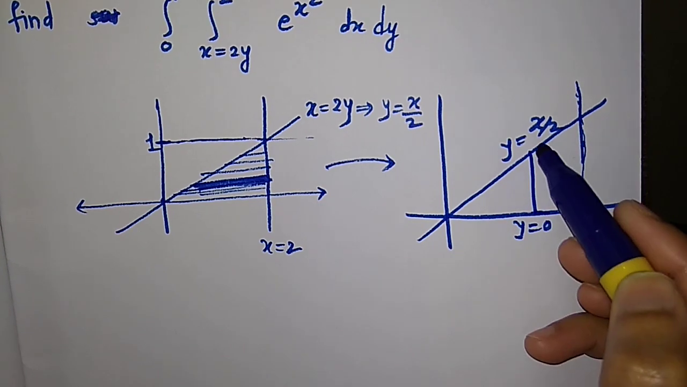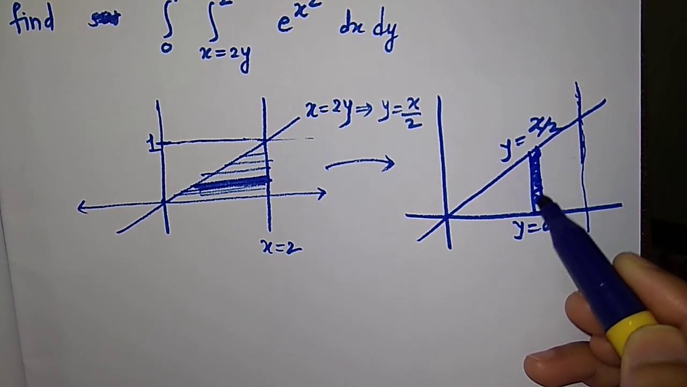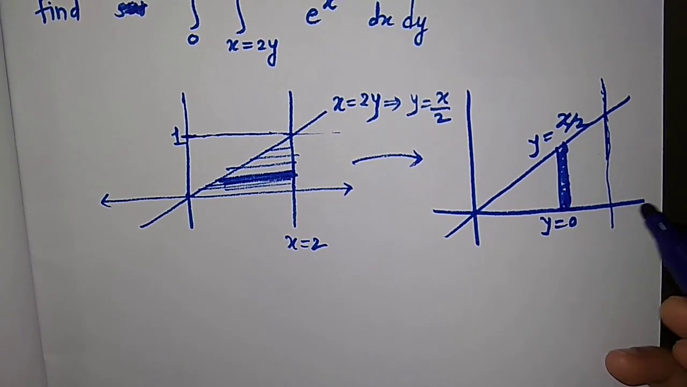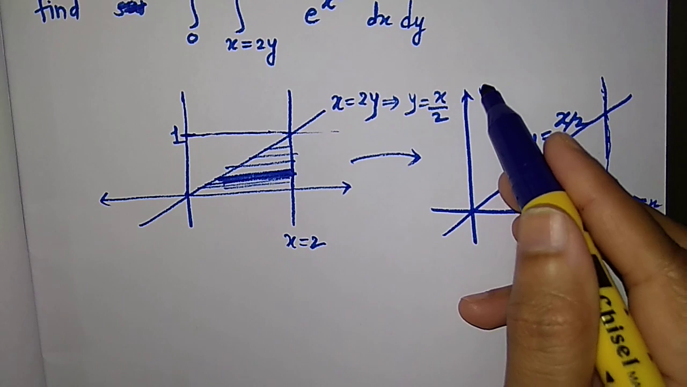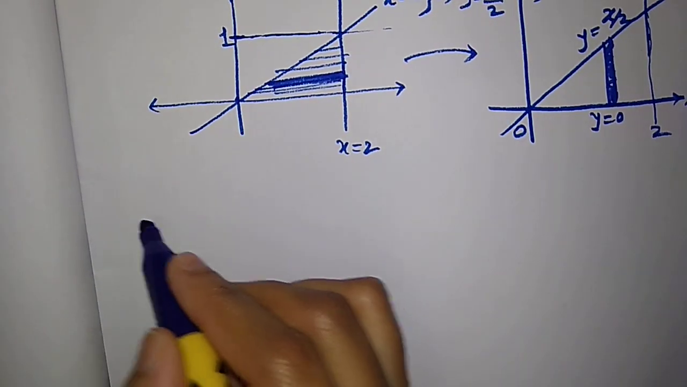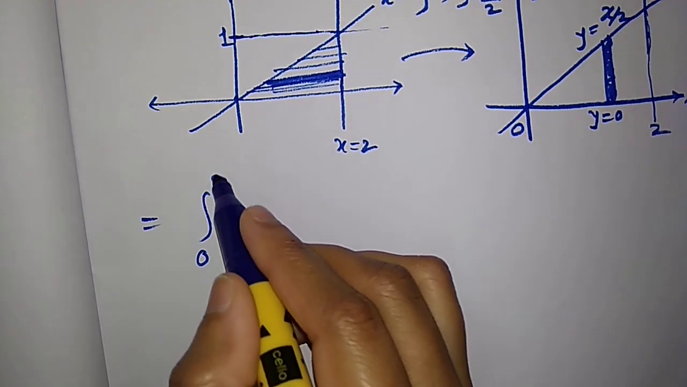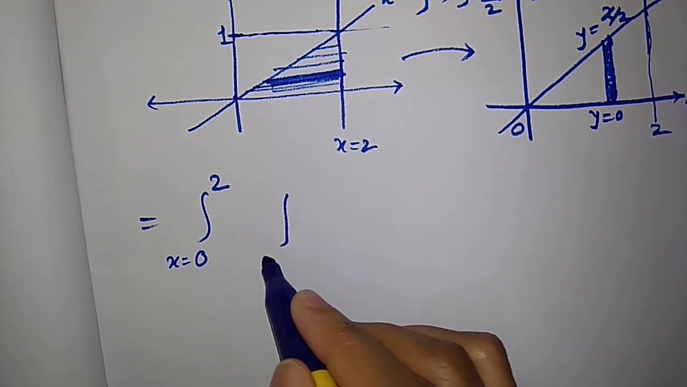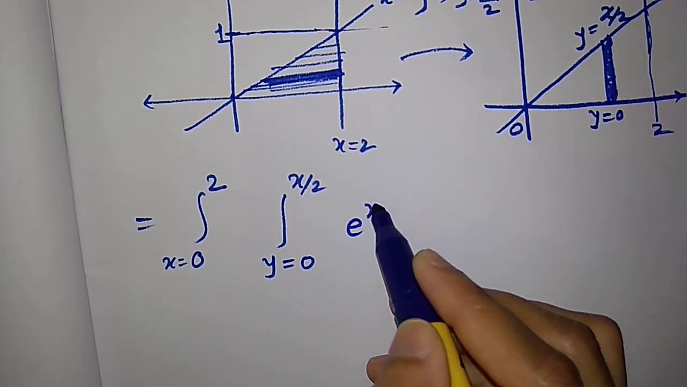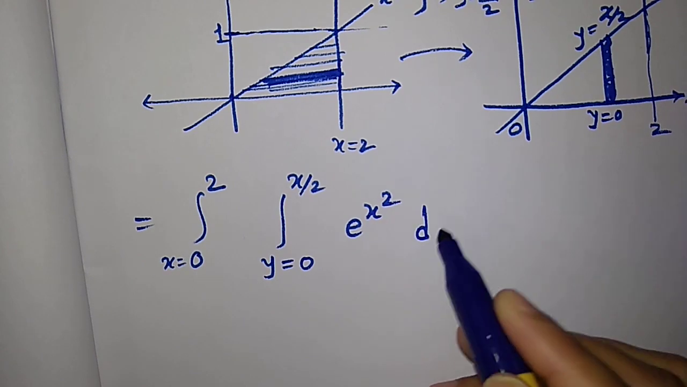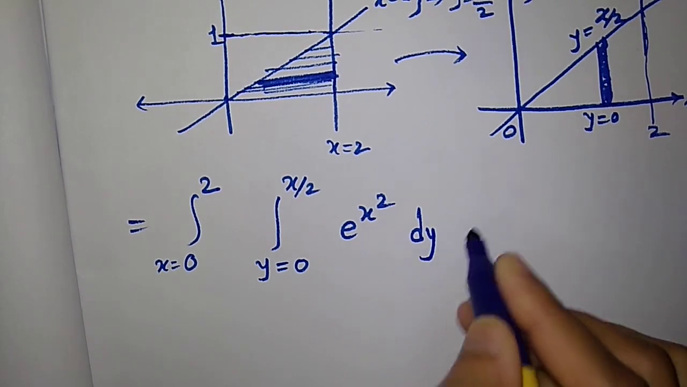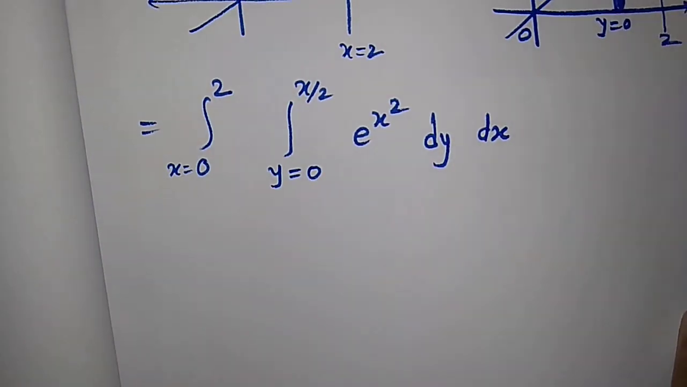So we are considering a vertical strip here. Along this, y is varying from 0 to x by 2, and on the same line x is varying from 0 to 2. So this integration becomes x is varying from 0 to 2 and y is from 0 to x by 2, e raised to x square as it is. Now we have changed the order, so it is dy dx. Now let us solve it.